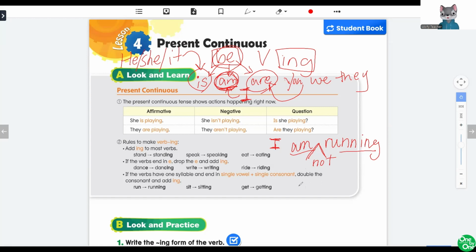If we have a question, how do we write this phrase, I am running, into a question? It's as simple as changing the order of the words. So changing the order of the words is very simple. Am and I, we need to change the position. And in the end, we will be left with am I running? And you would ask this to your friend.